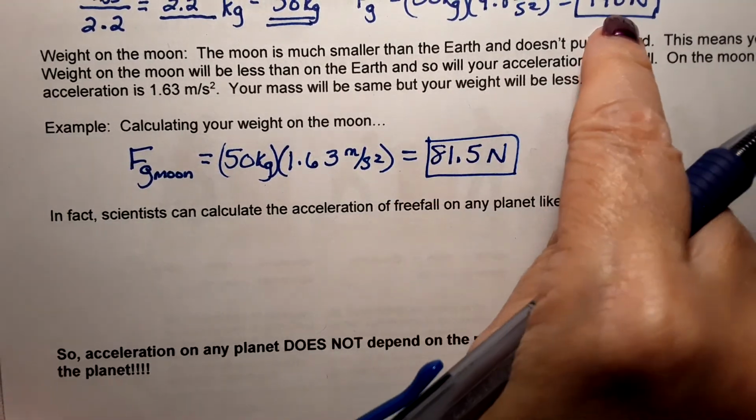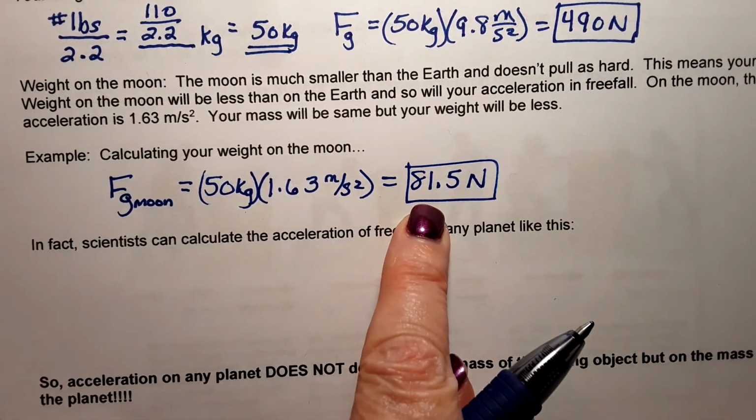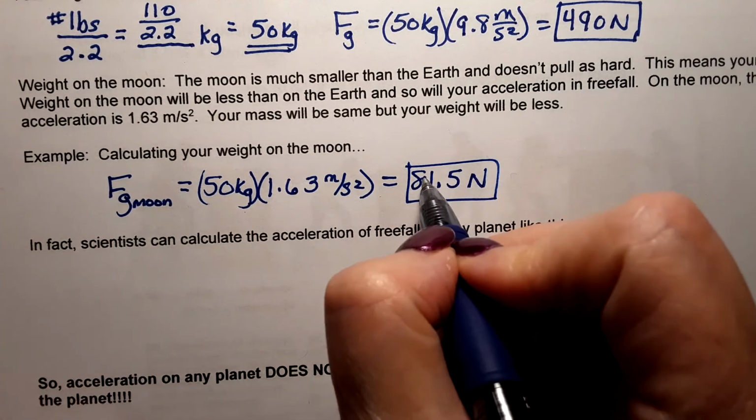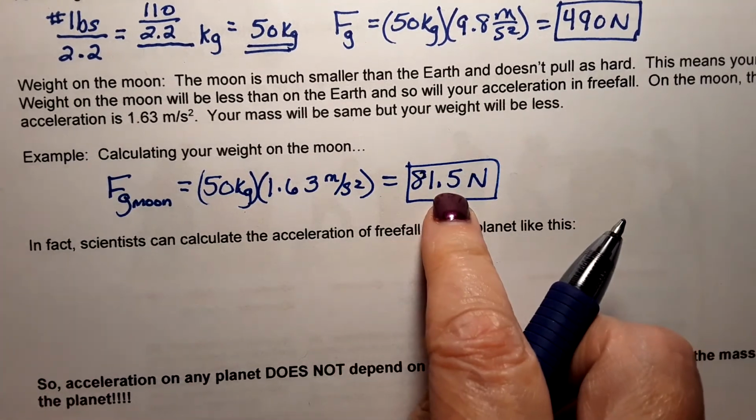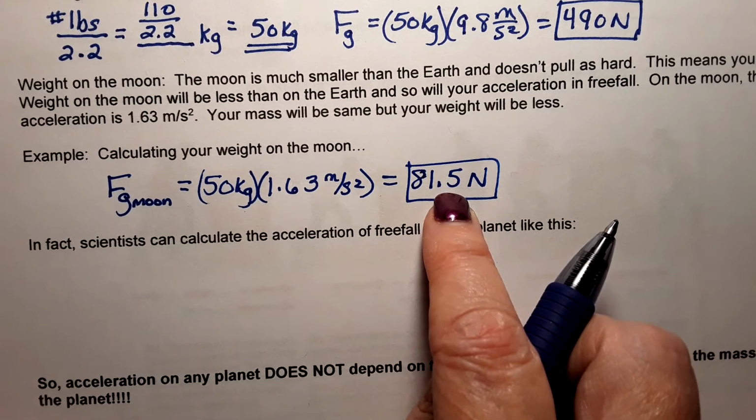Look at the difference. On the Earth, 490. But if I go to the moon, 81.5 newtons. Wow, you lost a lot of weight going to the moon, didn't you? Talk about an instant diet.